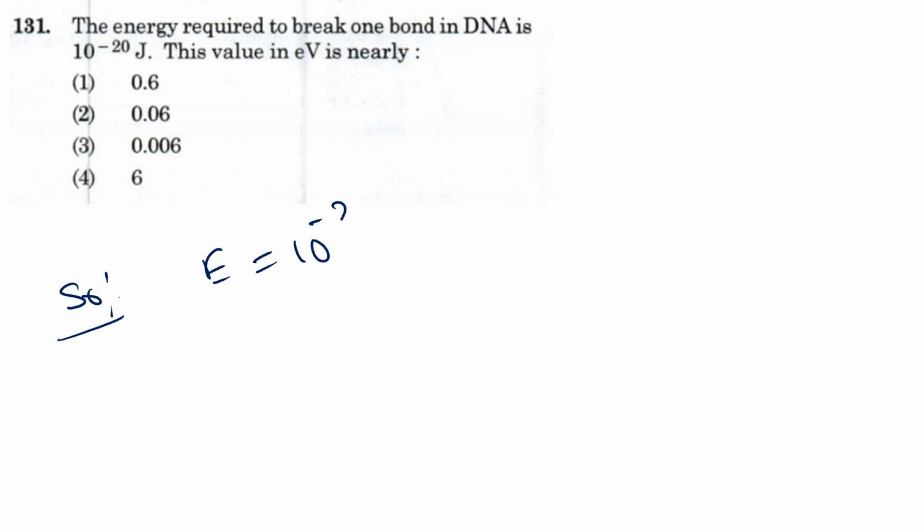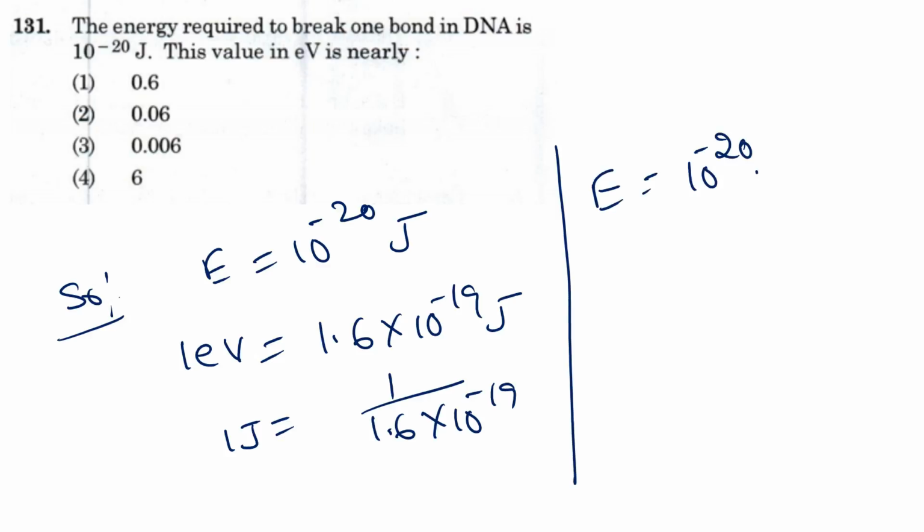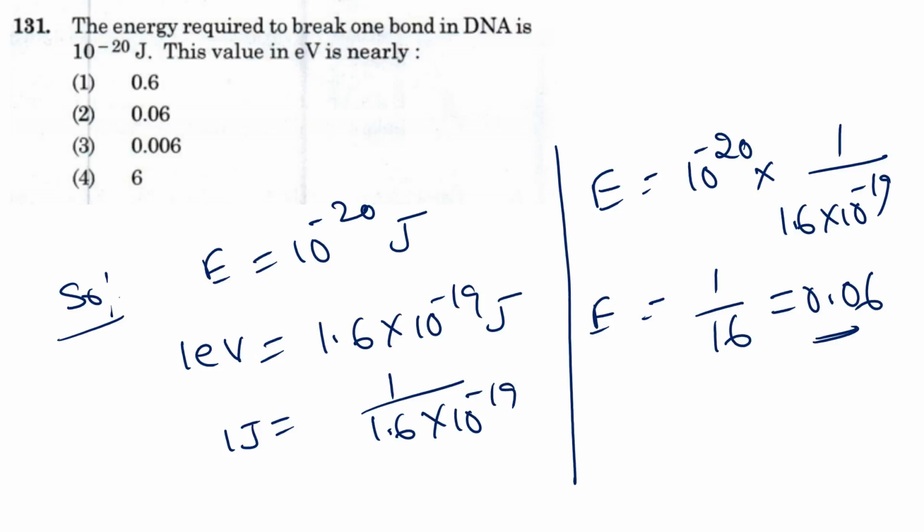E is equal to 10 to the power of minus 20 joules and 1 electron volt is equal to 1.6 into 10 to the power of minus 19 joules. Substituting, 1 joule is equal to 1 by 1.6 into 10 to the power of minus 19. So here I am writing the answer: E is equal to 10 to the power of minus 20 into 1 by 1.6 into 10 to the power of minus 19. So the final answer is 1 by 16, that is equal to 0.06. So which option is correct? Second option is correct. Option 2 is the correct answer.